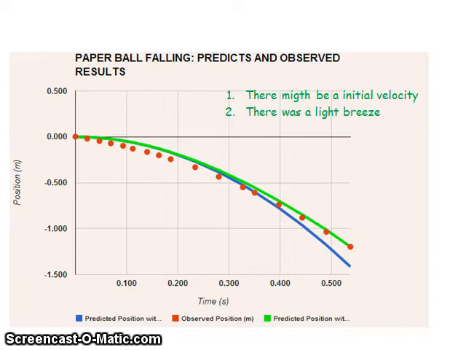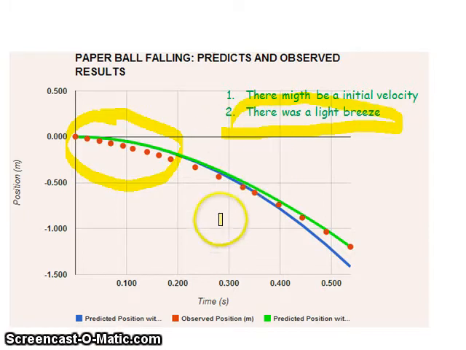What was wrong? Perhaps there might be an initial velocity, so the observed position is below the predicted position, and there was a light breeze that pushed the paper ball.